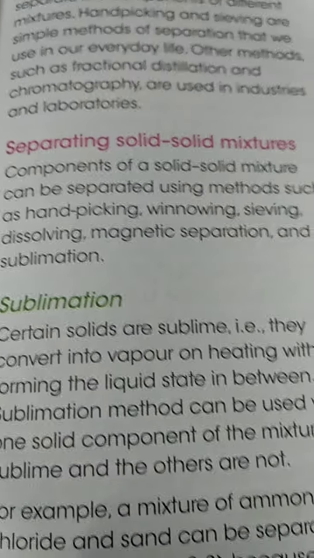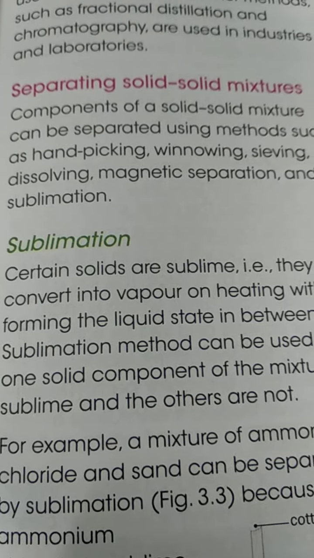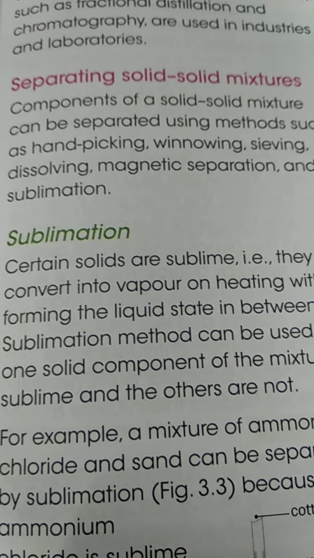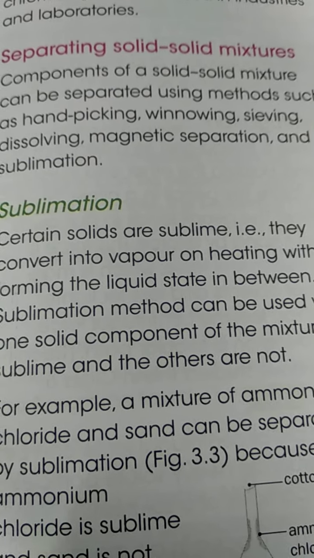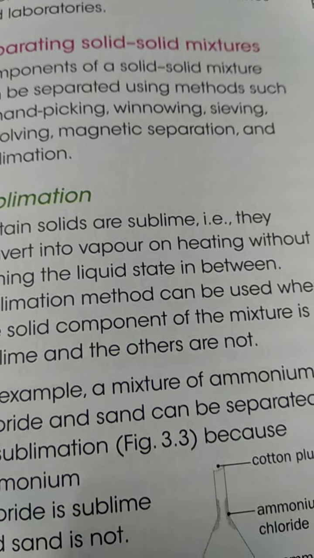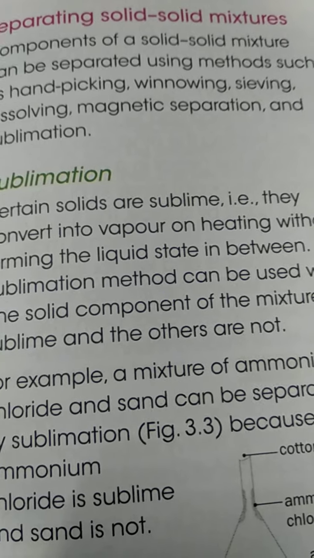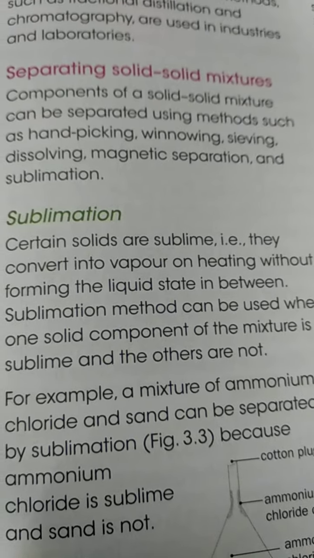Starting with separating solid-solid mixtures. For separating solid-solid mixtures, two methods are used: sublimation and dissolving. Sublimation: certain solids sublime. They convert into vapor after heating without changing into the liquid state. This method is known as sublimation.